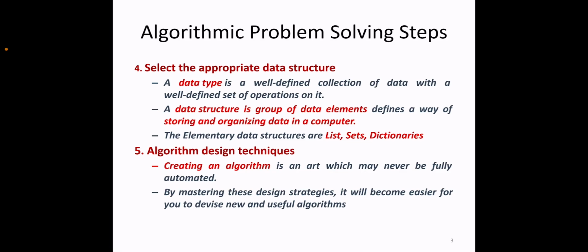A data type is different from a data structure. A data structure is a group of data elements, a combination of data elements designed in a way to store and organize your data in a computer. How your group of data is stored in your computer is known as a data structure. Different data structures are lists, sets and dictionaries.